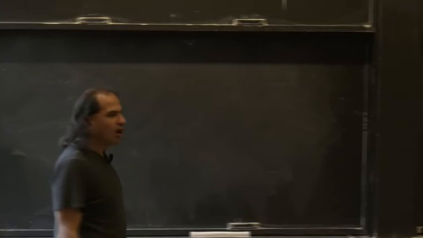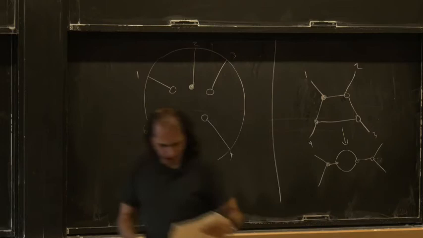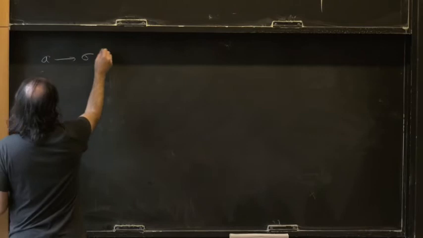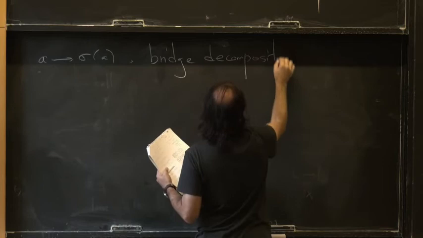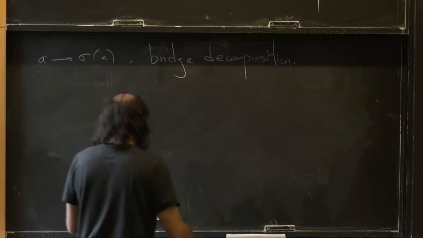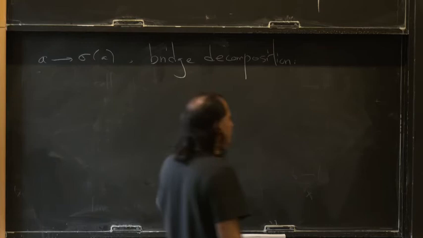Now, we can also say this rule backwards. Let's say someone hands you a permutation and you want to know how to decompose it into adjacent transpositions. So if I want to go backwards, if I have a to sigma of a and I want to give a bridge decomposition, there are many ways of doing it, but this is one canonical one, a very simple one to state, just to build one.